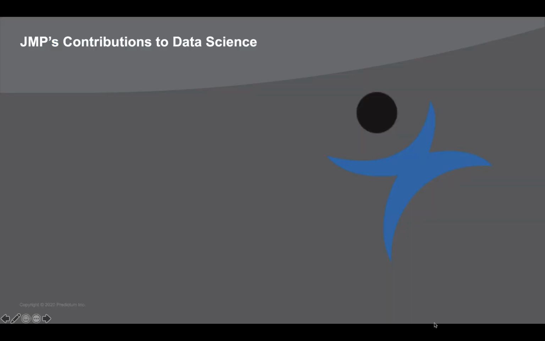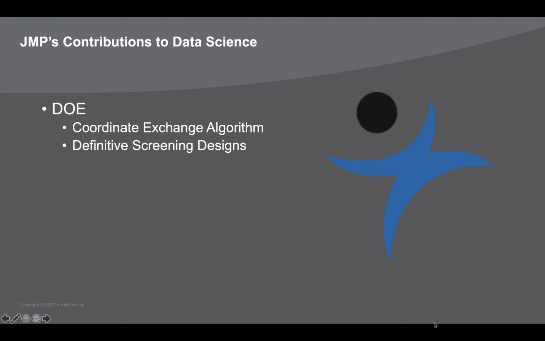I do want to recognize JMP's many contributions to data science. Just in the DOE area alone, going back about 20 years, we see the coordinate exchange algorithm, which made possible optimal designs, which plays a role in S-VEM, in fact. Also definitive screening designs. Both of these were led by Dr. Bradley Jones, and it's Dr. Chris Gotwalt who, as I mentioned, brought us S-VEM. So that's just one of a number of things, again, that JMP has brought to industry.